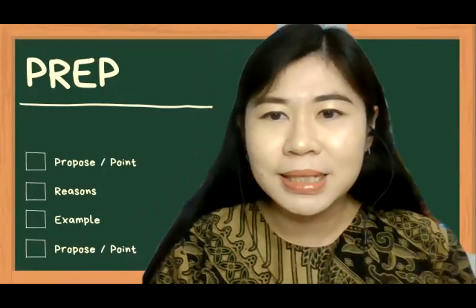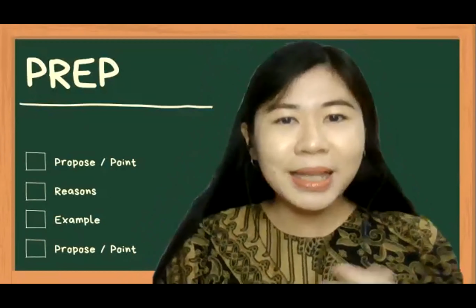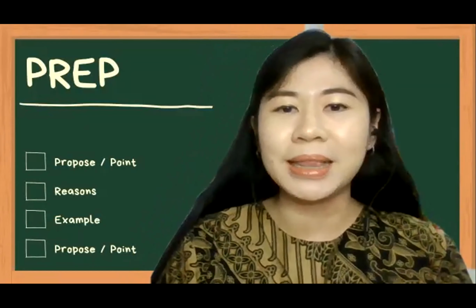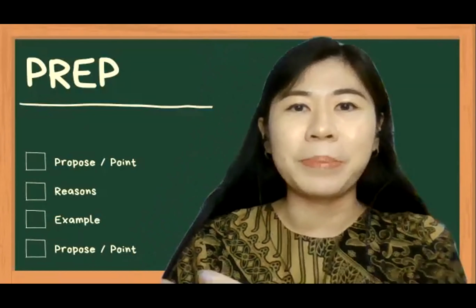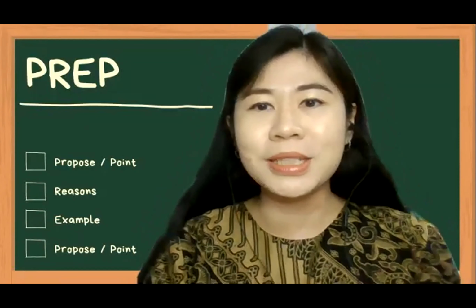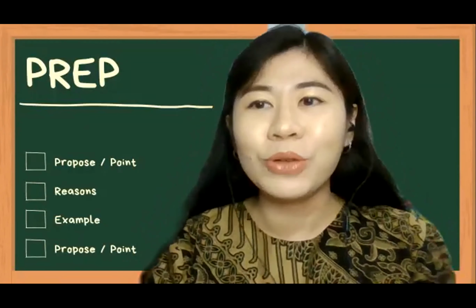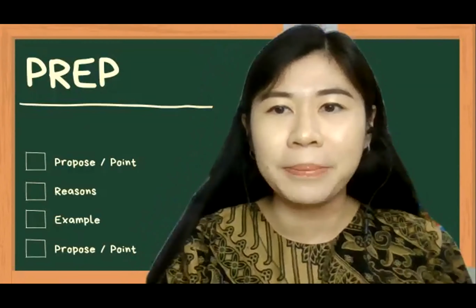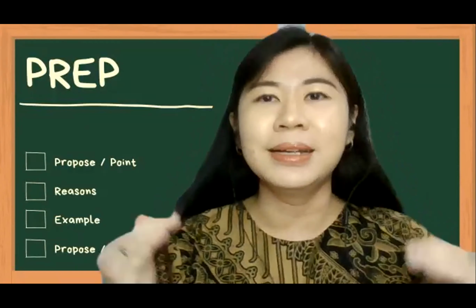Before we start this Table Topics session, let me give you one of the most common ways to answer Table Topics questions, that is PREP. The first P is to point or propose. R is to give your reasoning. E is example, give your examples, and P is to propose again.